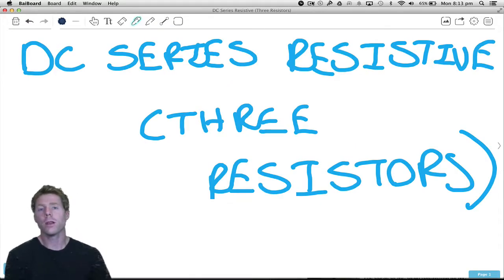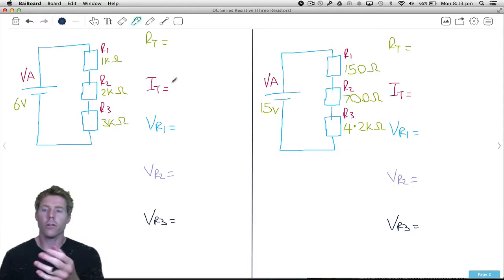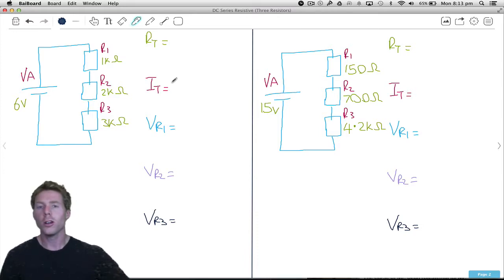Welcome back everyone. This next lecture is another DC series resistive circuit, but this time we have 3 resistors, which is 1 extra compared to 2, believe it or not. For this particular one, I've pre-drawn some circuits for us so you don't have to keep watching me do up all these circuits. Let's have a look at this first one.